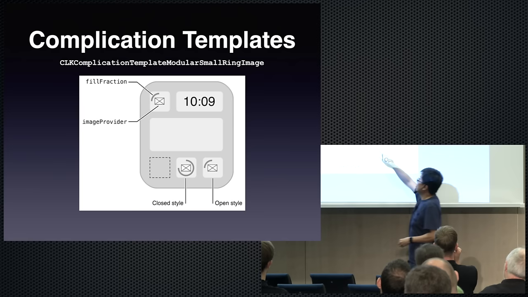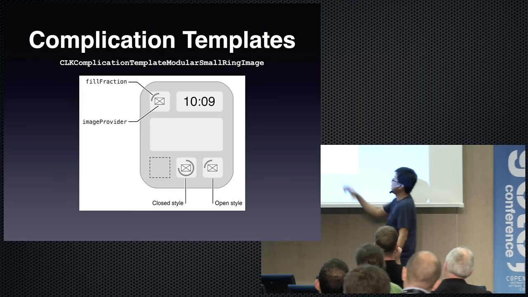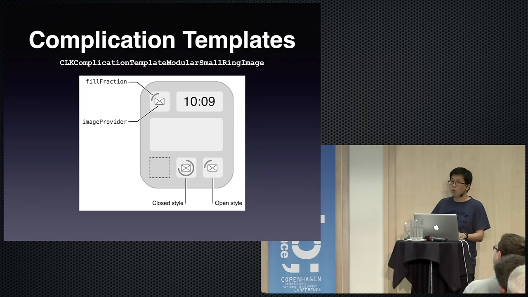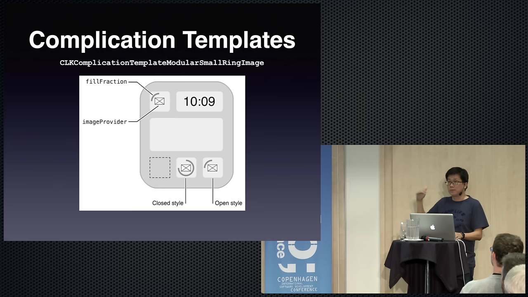So you can use this to represent one full circle, 1.0. If you want to represent 0.75, you might have a three-quarter ring. So you can have open style or closed style. So they have one whole bunch of different templates available. You can refer to the documentation. They have one whole list of diagrams showing what types of placements you can have.